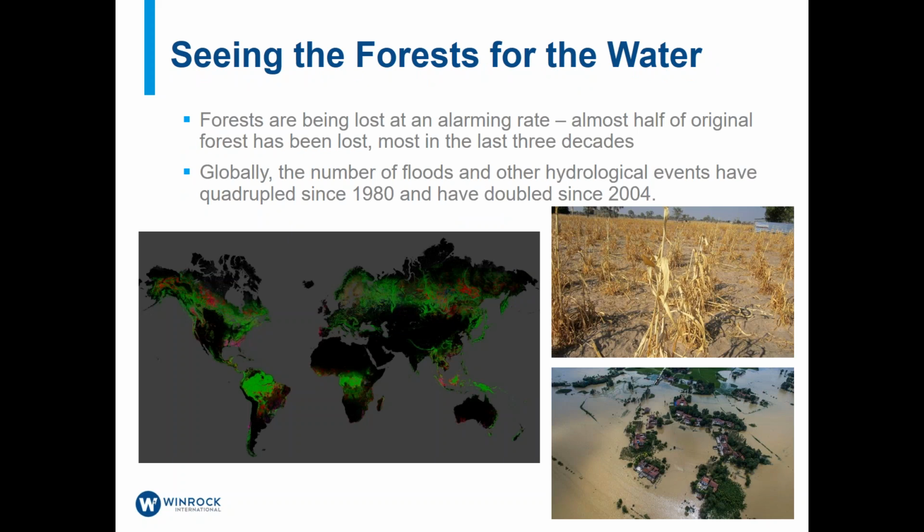As we all know, forests are being lost at an alarming rate, and they're being lost now at large scales, continental level scales. At the same time, we're also seeing an increase in the frequency and the severity of extreme events, hydrological events especially. Floods and droughts are happening more severely around the globe.